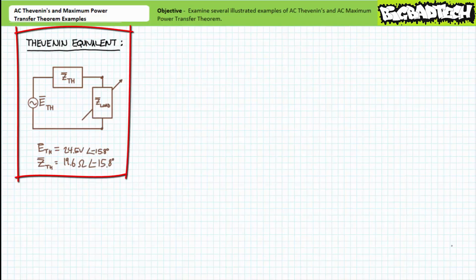The Thevenin's equivalent circuit for our second illustrated example problem is therefore the series combination of ETH at 24.5 volts at an angle of negative 15.8 degrees, and ZTH at 19.6 ohms, also at an angle of negative 15.8 degrees, in series with our variable load impedance Z load.